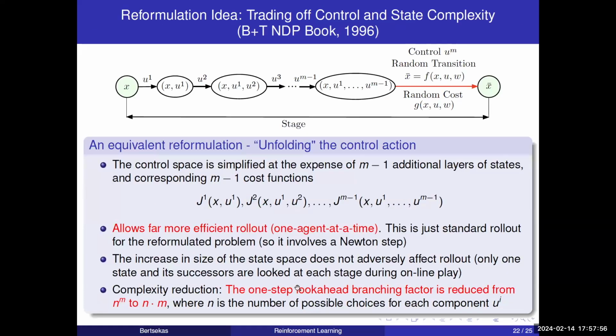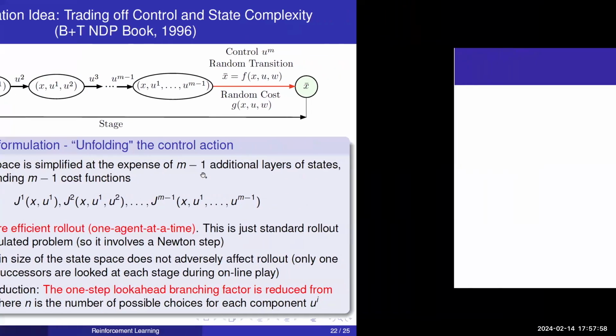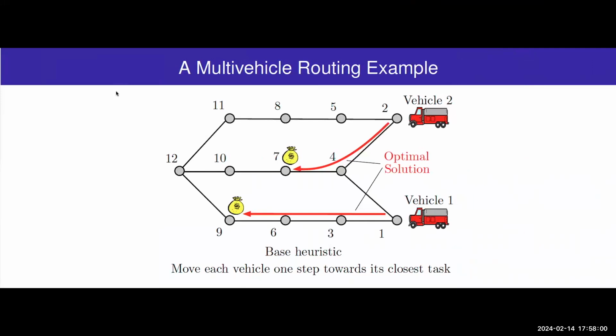So let's look at an example. This is going to be helpful for your homework if you haven't already figured it out. We're going to look again at the multi-vehicle routing problem. If you remember, we have this network, and the nodes in this network are some tasks represented by these yellow bags. And we have also vehicles represented by these red trucks. So this is vehicle 1 and vehicle 2.